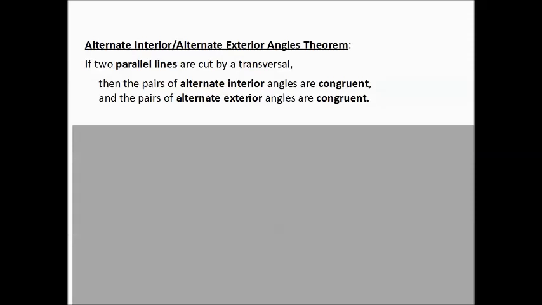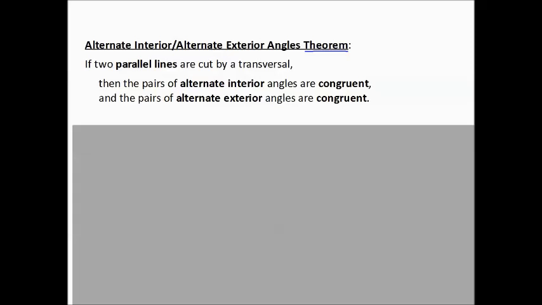Now, similar to the corresponding angles postulate, the alternate interior or the alternate exterior angles theorem. Now, why is this called a theorem and the other one is a postulate? Postulates are accepted without proof. Theorems must be proven. We'll get to a point in this year where you will be able to prove the alternate interior angles theorem.